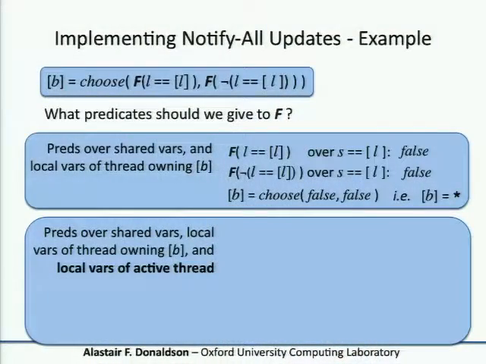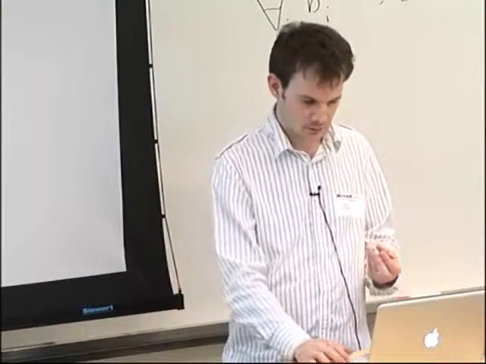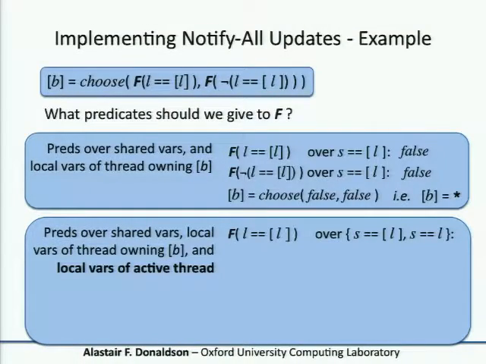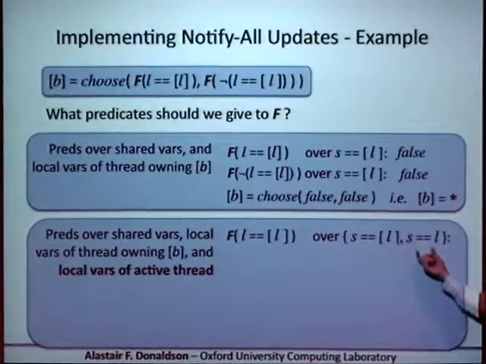We can do better if we allow the F operator to range over variables, predicates in the passive thread and predicates in the active thread. So in this case, we'd be computing the strengthening of L is equal to passive L, but over two predicates. So S is equal to passive L and S is equal to L. And now we can do significantly better, right?